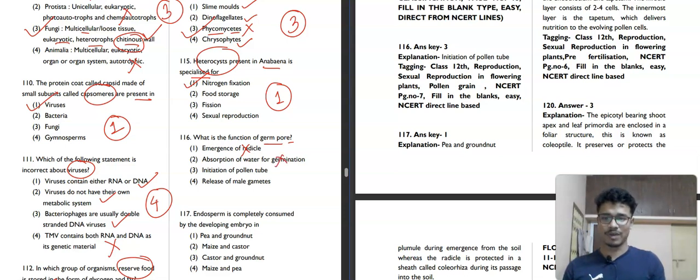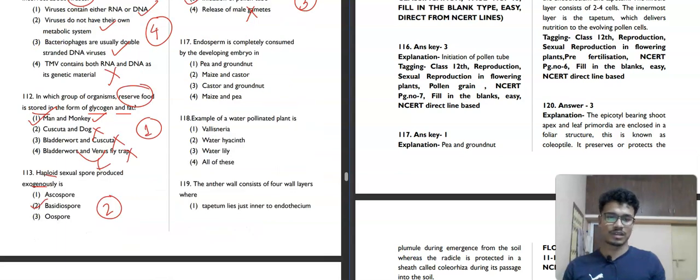Initiation of pollen tube, exactly. Initiation of pollen tube, because in a spore there is a place where all these are hard materials. In this one place in the intine, you can see it is the germ pore, for initiation of pollen tube. That's why the third option will be our correct answer. Release of male gametes is also not correct.